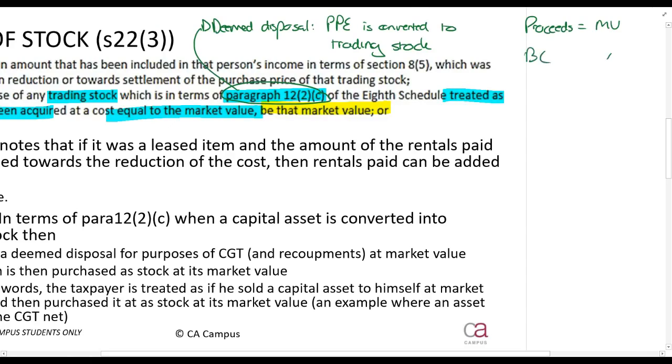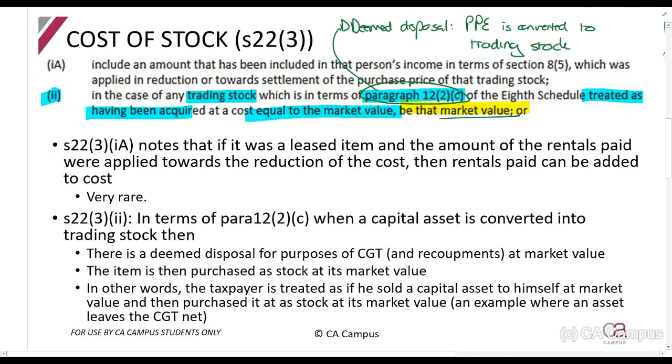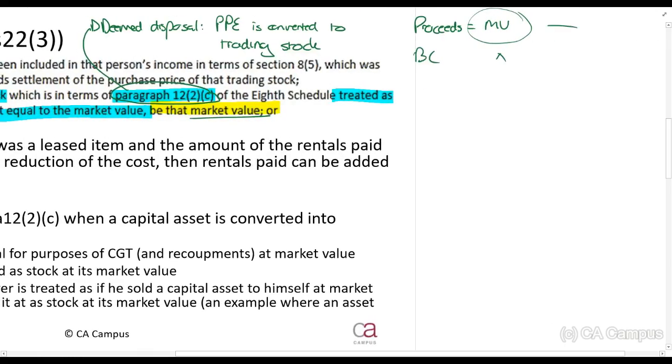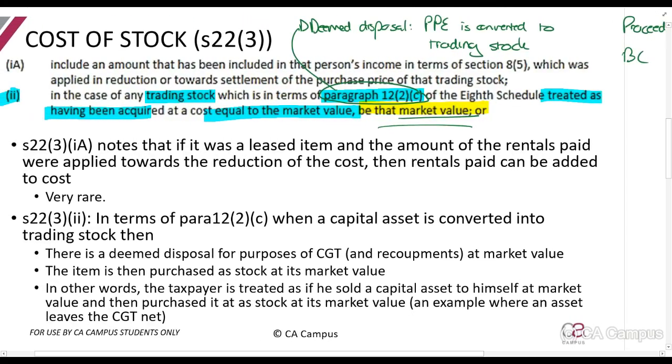base cost will be whatever base cost is. So you are treated as if you sold it at market value to yourself and that you bought it as trading stock. So you'll get a deduction for the stock at market value. So you would have calculated CGT and recoupments using market value, and then you will get a deduction for the market value as if you had purchased it from yourself.